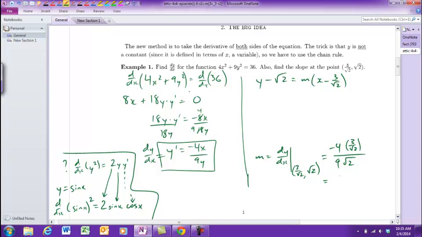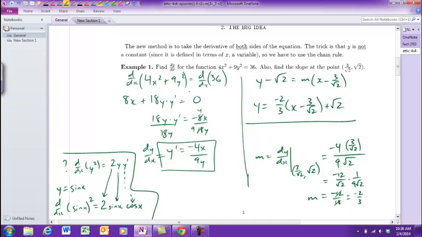And this simplifies, let's see, that's negative 12 over the square root of 2. And then when I multiply by the reciprocal, this is 1 over 9 square root of 2. So the square root of 2 times the square root of 2 gives me 2, times 9 gives me 18. That cancels to give me negative 2 over 3. So that's my m value. And I get y equals negative 2/3 x minus 3 over the square root of 2, plus the square root of 2.